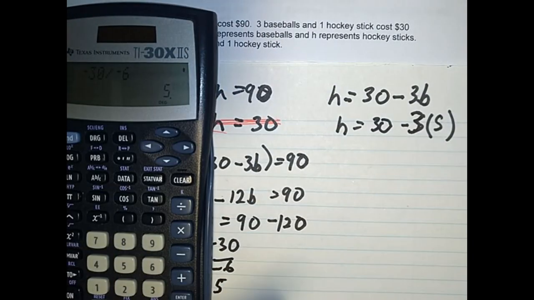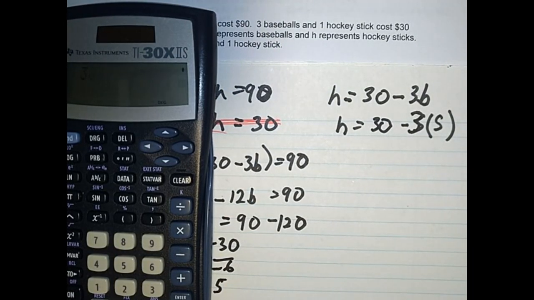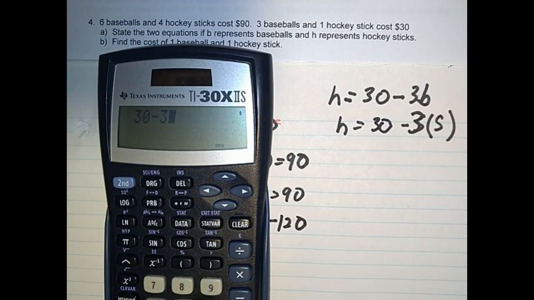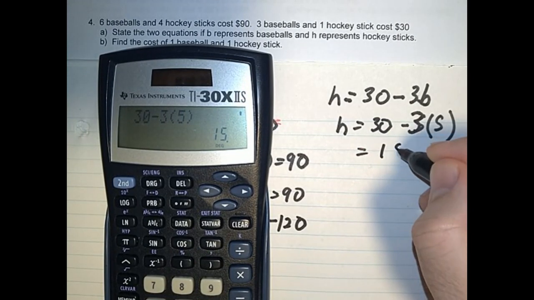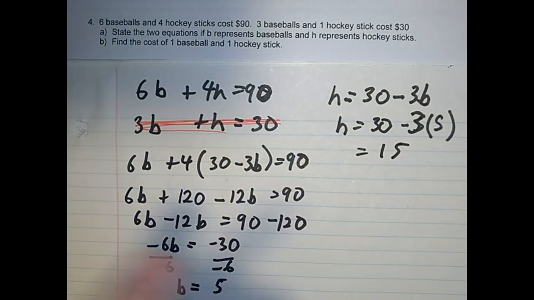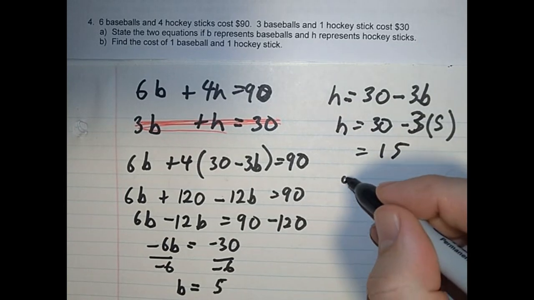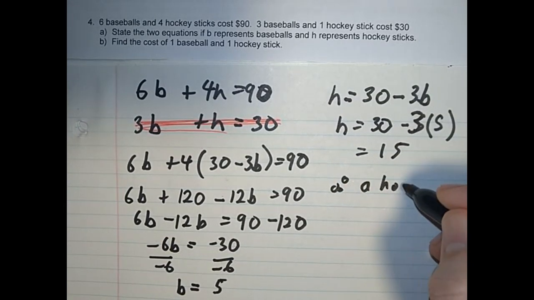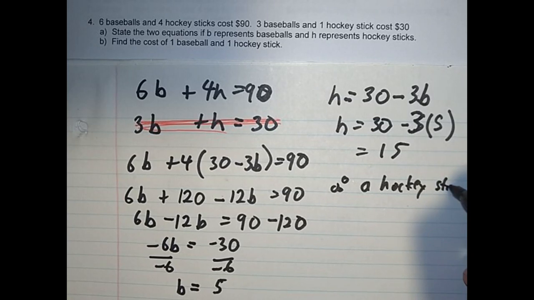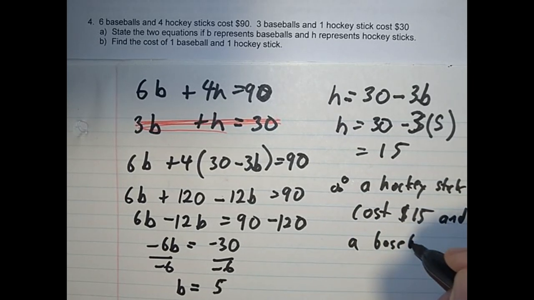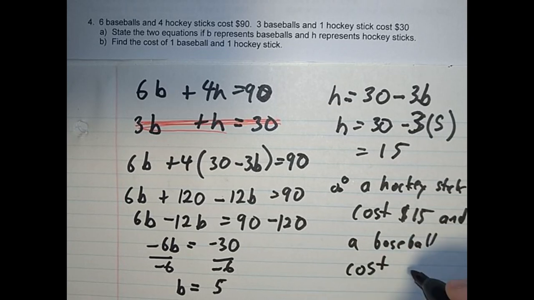Now we're going to use our calculator to figure this out. 30 minus 3 bracket 5, 15. So in this particular case, a baseball costs $5 and a hockey stick costs 15. Therefore, a hockey stick costs 15, and a baseball costs $5.